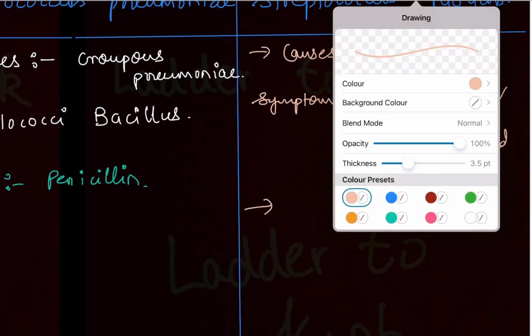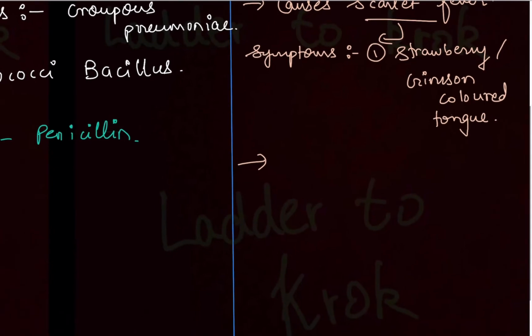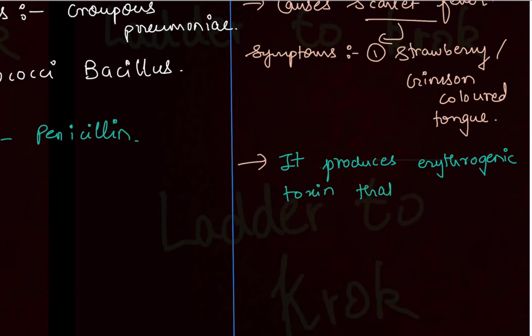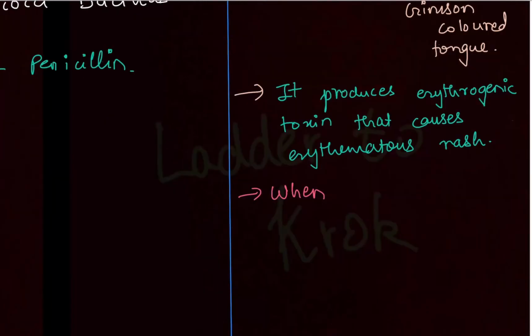And the next property of this Streptococcus pyogenes is that it produces erythrogenic toxin that causes erythematous rash. So the patient will be suffering from a rash which is erythematous. Okay, so it produces erythrogenic toxin that causes erythematous rash. Okay, and we can see this erythematous rash on this patient.